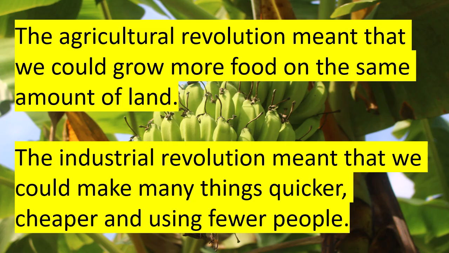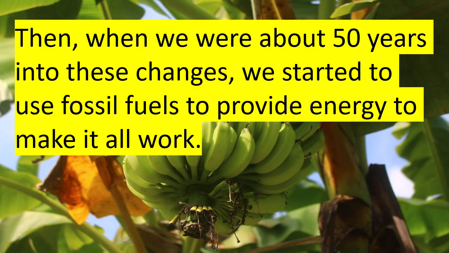The Agricultural Revolution meant that we could grow more food on the same amount of land. The Industrial Revolution meant we could make many things quicker, cheaper, and using fewer people. Then, when we were about 50 years into these changes, we started to use fossil fuels to provide energy to make it all work.